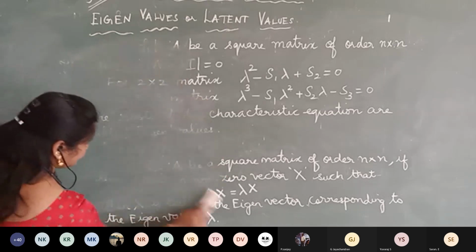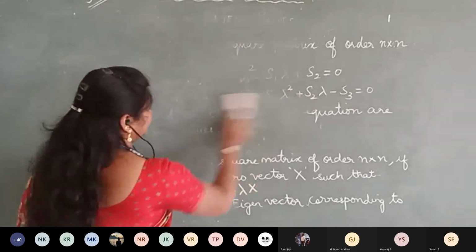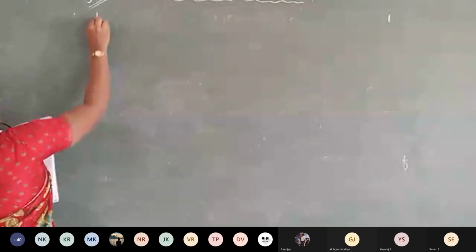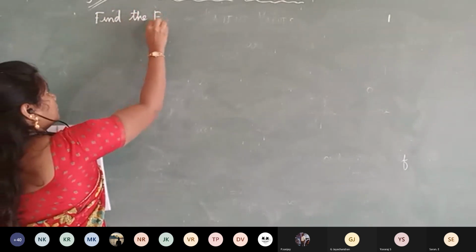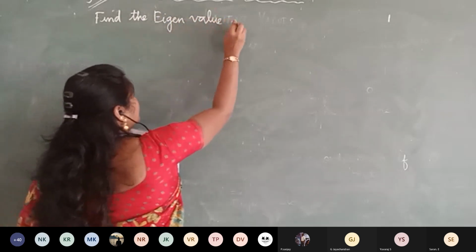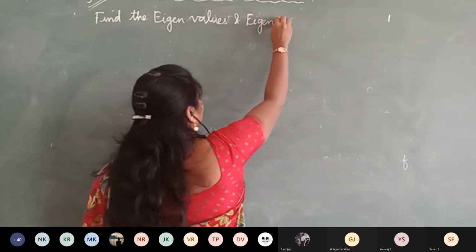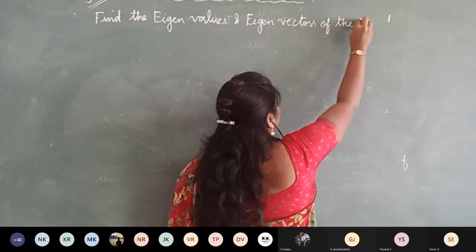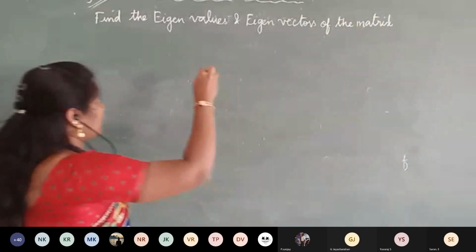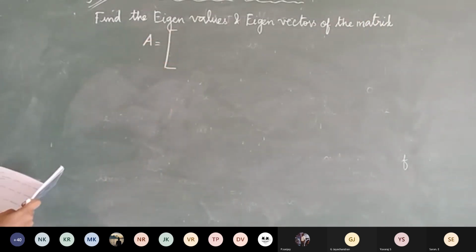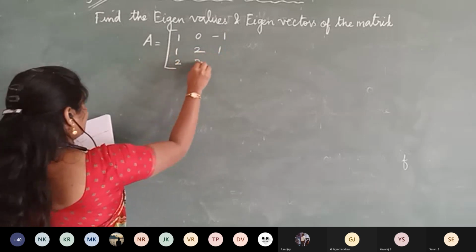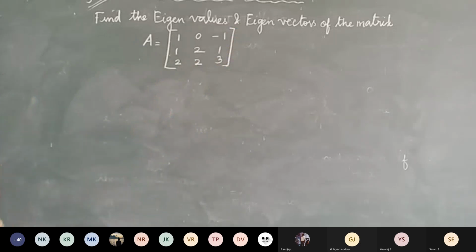Start with a 3 cross 3 matrix. The question: find the eigenvalues and eigenvectors of the matrix A. Your given matrix is 1, 0, minus 1, 2, 1, 2, 2. Okay, so this is your given matrix.